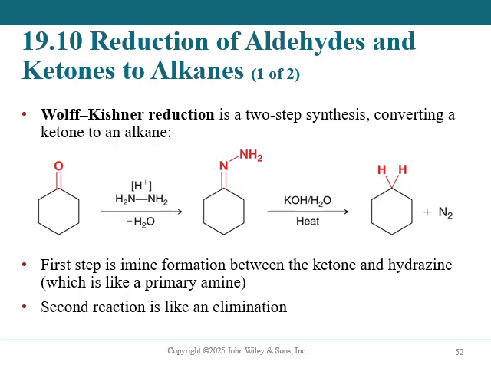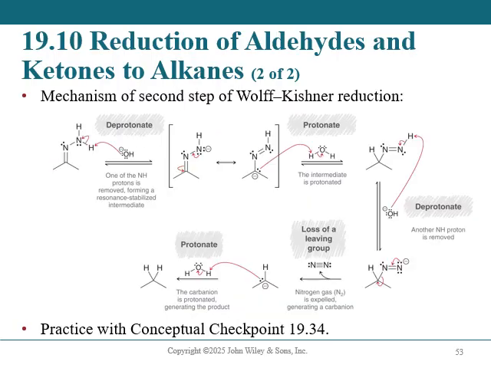Now let's talk a little bit about the Wolff-Kishner reduction, which is a two-step synthesis converting a ketone to an alkane. First step is imine formation between ketone and hydrazine, which is like a primary amine. After that, we undergo an elimination. So let's look at that mechanism. It's a little bit different now.